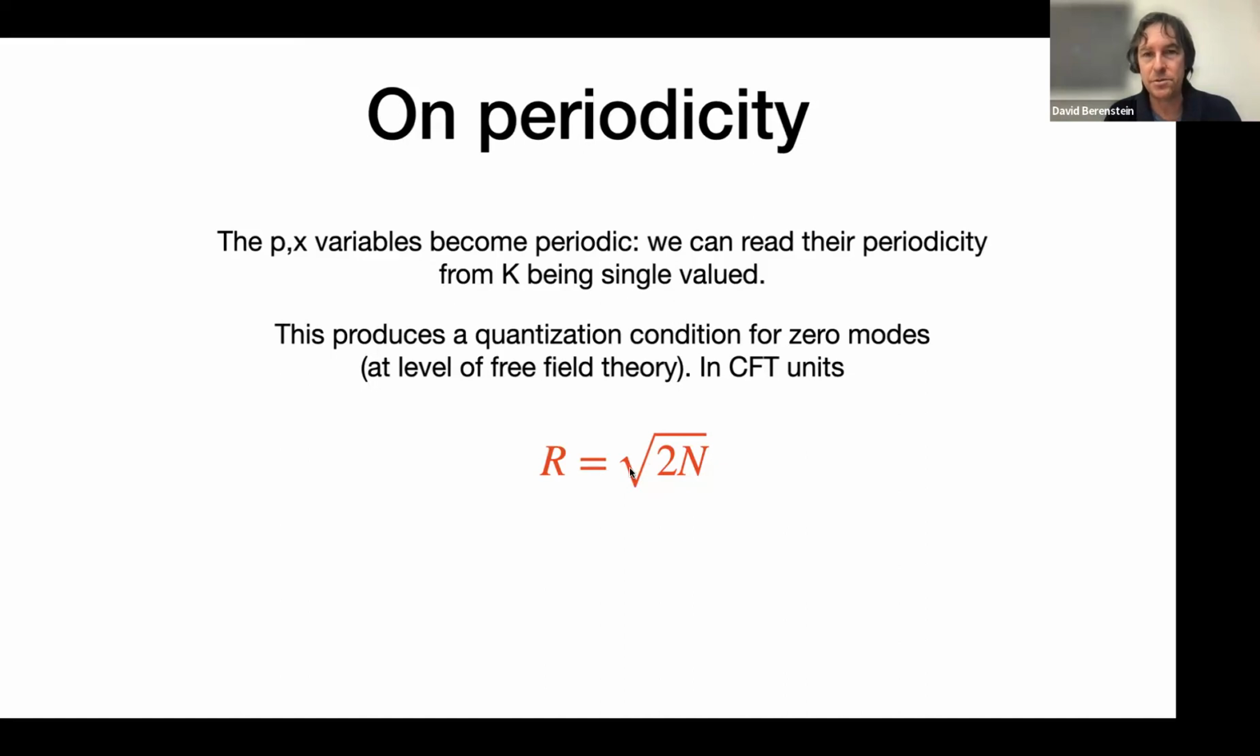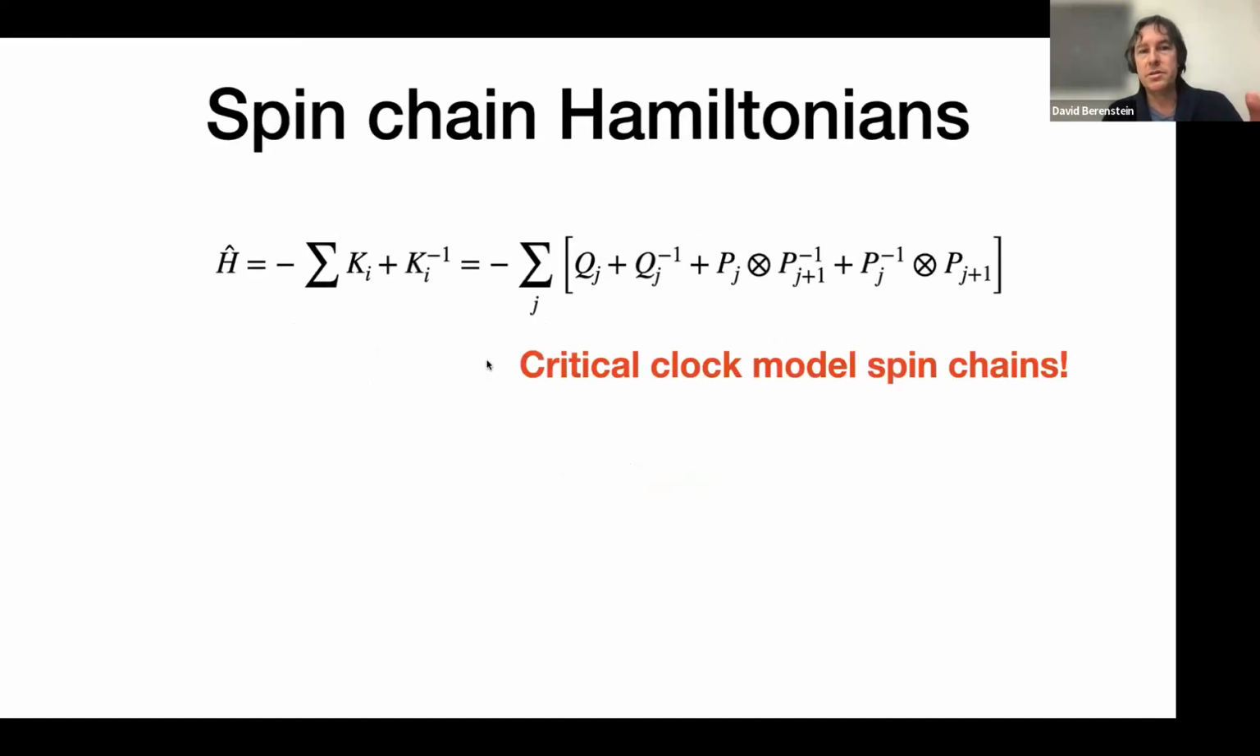So let me tell you what's going on. If I put a spin chain Hamiltonian, it needs to be Hermitian. So I need to take the sum of k_i plus k_i inverse, because the k_i's are unitaries, so they're not self-adjoint. So this is the simplest Hamiltonian I can write. You look at this Hamiltonian, and you have q_j plus q_j inverse plus this object of the p times p inverse. The p times p inverse is like a hopping term. The q is like a transverse magnetic field. I'm just telling you these words. These are well-known critical clock model spin chains, and they happen to be at the self-dual point of some duality.